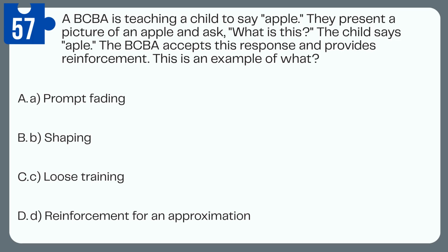Question 57. A BCBA is teaching a child to say apple. They present a picture of an apple and ask, "What is this?" The child says apple. The BCBA accepts this response and provides reinforcement. This is an example of what? A. Prompt fading. B. Shaping. C. Loose training. D. Reinforcement for an approximation.